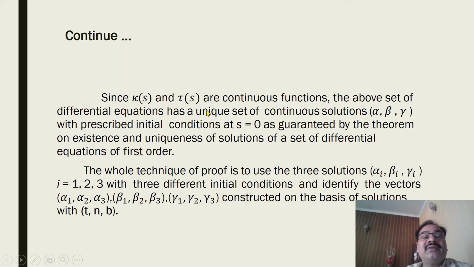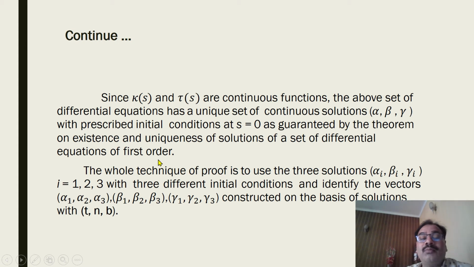Now, since k(s) and tau(s) are continuous functions, the above set of differential equations has a unique set of continuous solutions alpha, beta, gamma with prescribed initial conditions at s equal to 0, as guaranteed by the theorem on existence and uniqueness of solutions of a set of differential equations of first order.